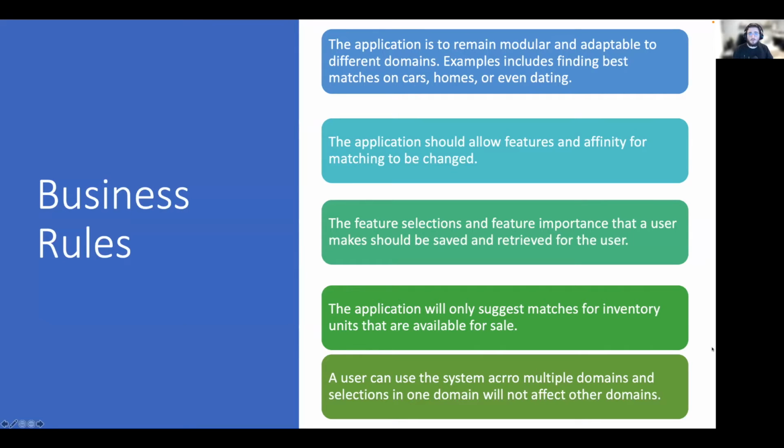So what are our business rules? The application is to remain modular and adaptable to different domains. Examples include finding the best matches on cars, homes, or even dating. The second rule is that the application should allow features and affinity for matching to be changed. The third is the feature selections and feature importance that a user makes should be saved and retrieved for the user. Fourth, the application will only suggest matches for inventory units that are available in the stock table for sale.